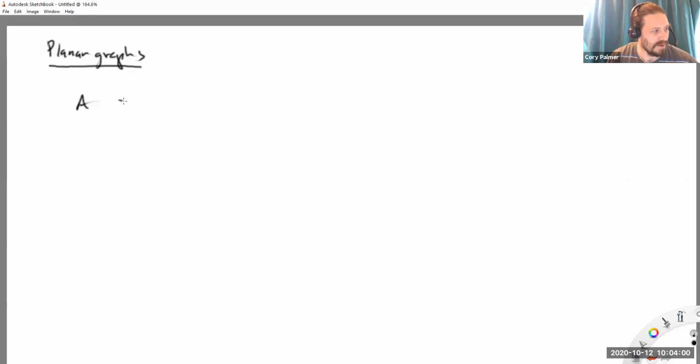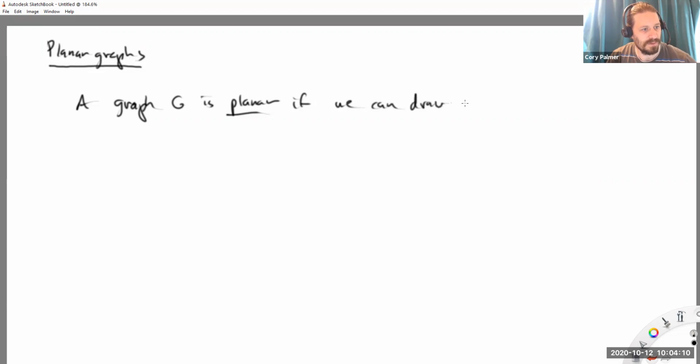Okay, so a graph, say G, is planar if we can draw it in the plane. I'm not going to say more than draw it in the plane, but that means the vertices are points in the plane, and you have lines between vertices that make up edges. Not necessarily line segments; they may not be straight. You can draw them however you want, but you can draw it on the plane and avoid edges crossing.